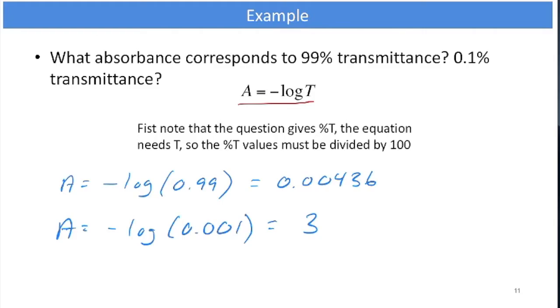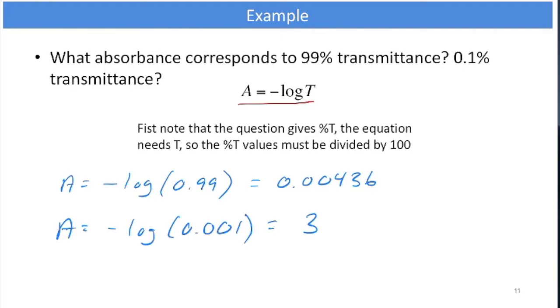Now, I will say most of the time when you're working with absorbance, you want to make sure your sample absorbs between 0 and 1. Because it's a logarithmic scale, you'll get a better signal differentiation between absorbance of 0 and 1. So from the previous slide, remember that 90% transmittance was an absorbance of 1.